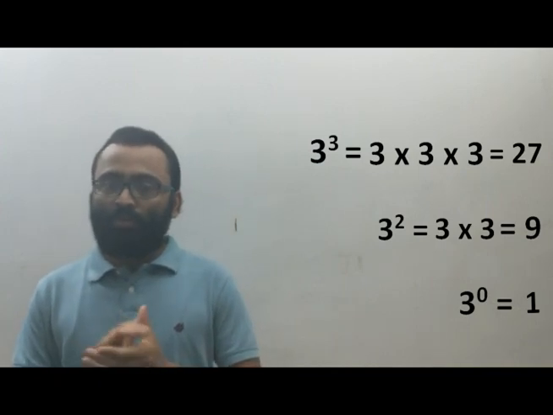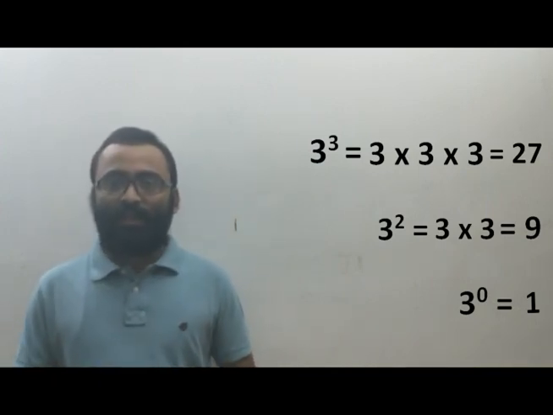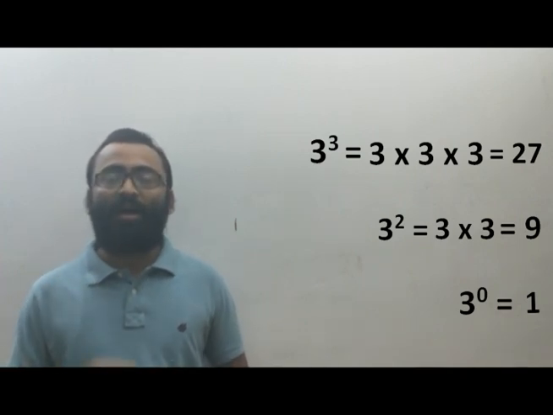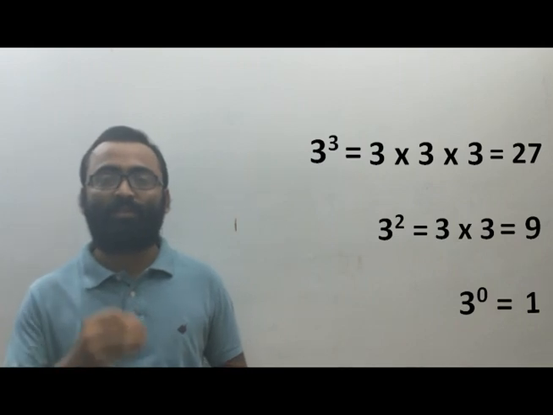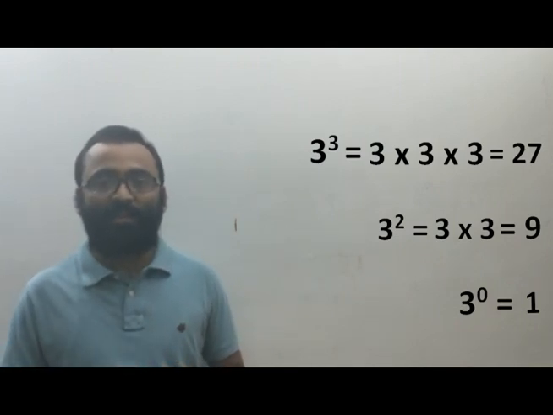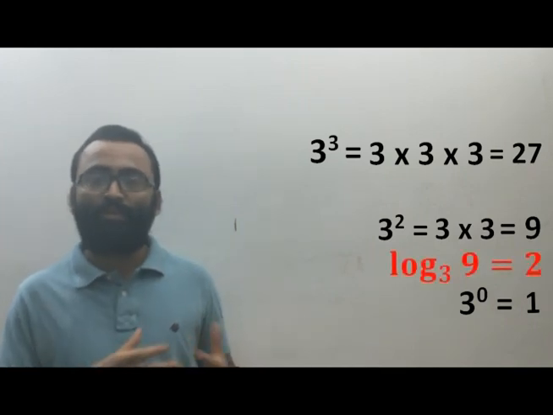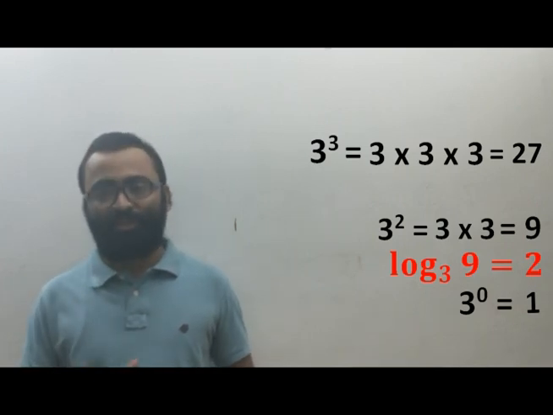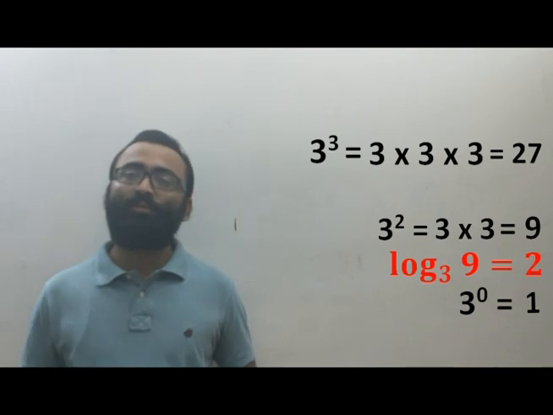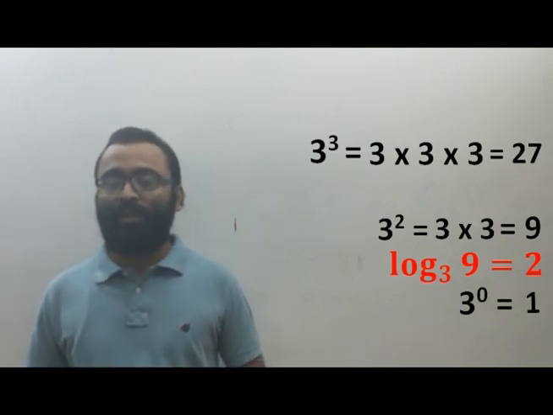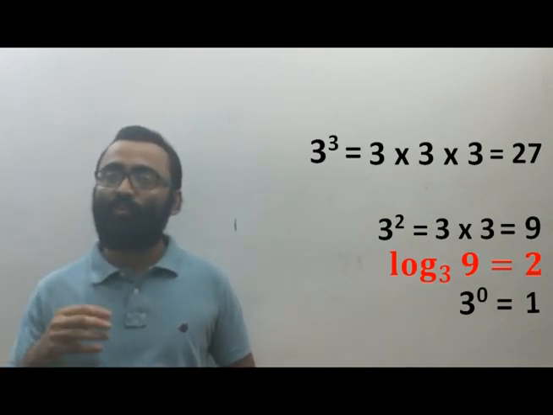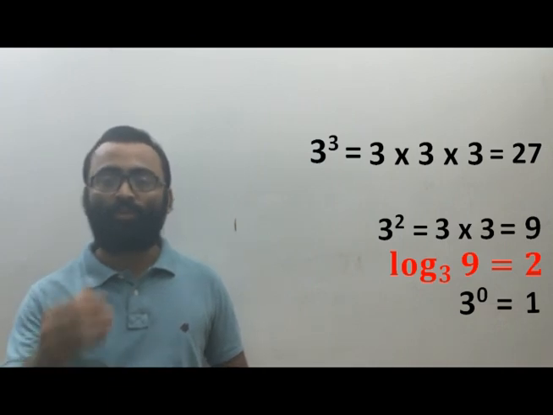Right? So let's write these things in a systematic manner. Okay, so if I ask you to get the answer as 9, how many 3 will you multiply? Your answer will be 2, right? So let's write this as log, a new thing, log of 9 with base 3 is equal to 2. Okay, to get the result as 9, how many 3s will you multiply? Is equal to 2. Your answer is 2.